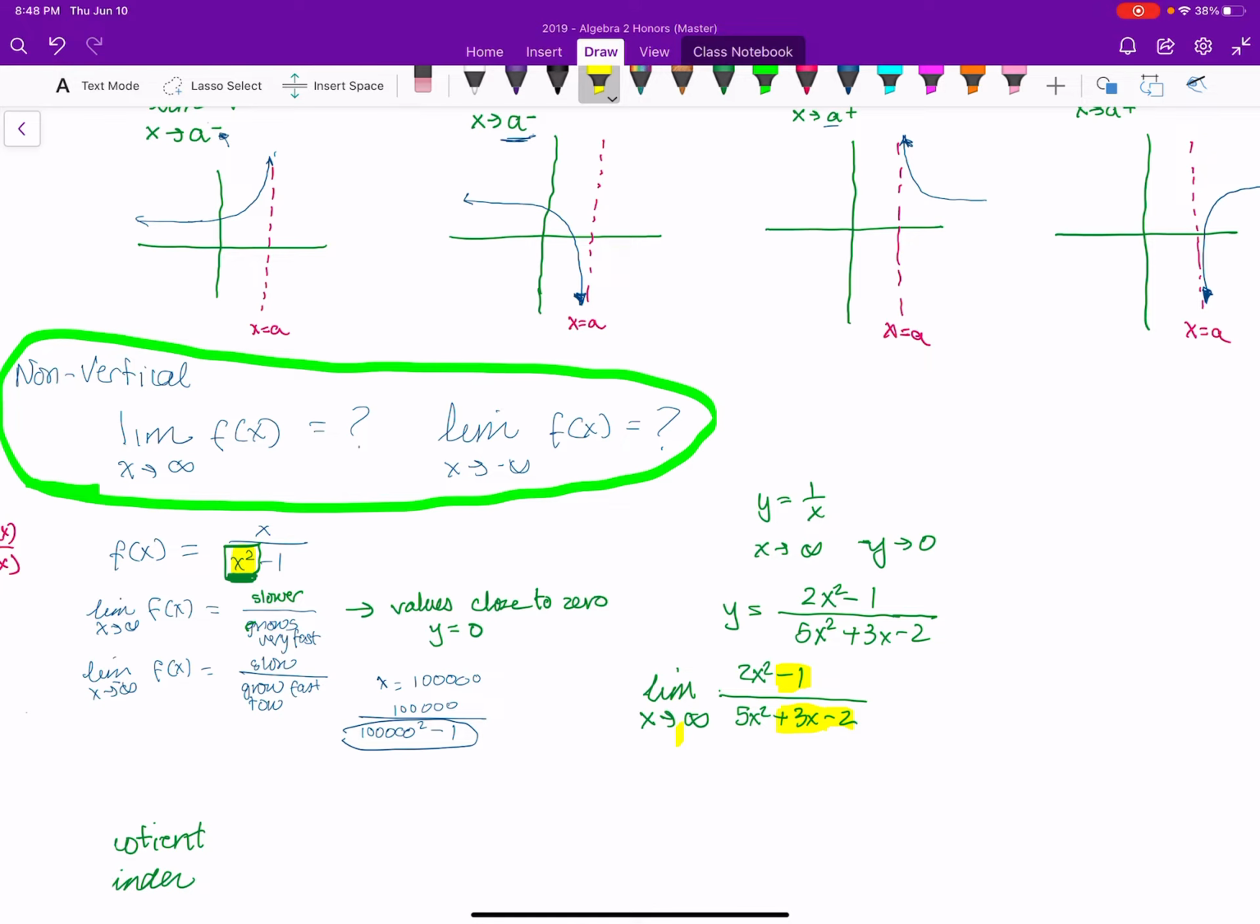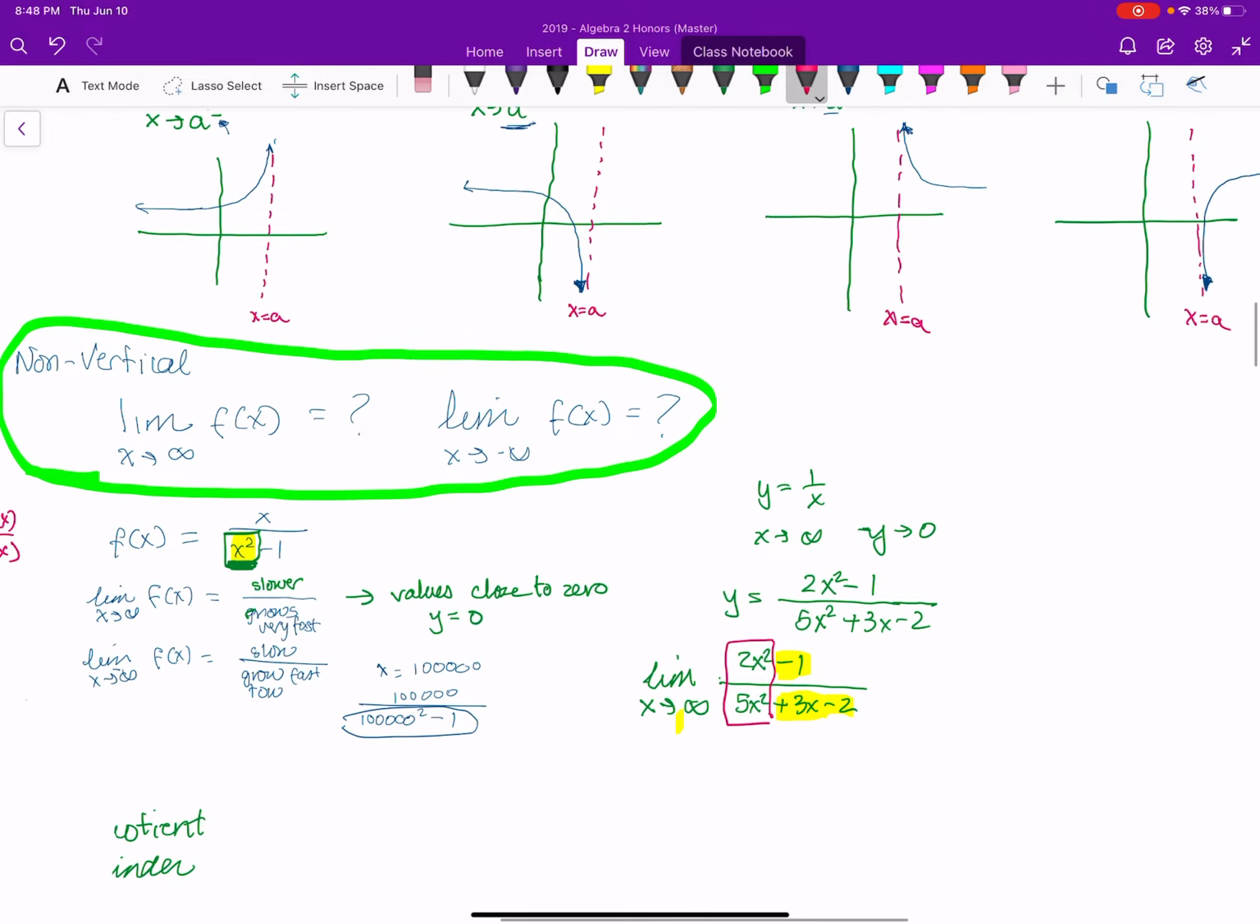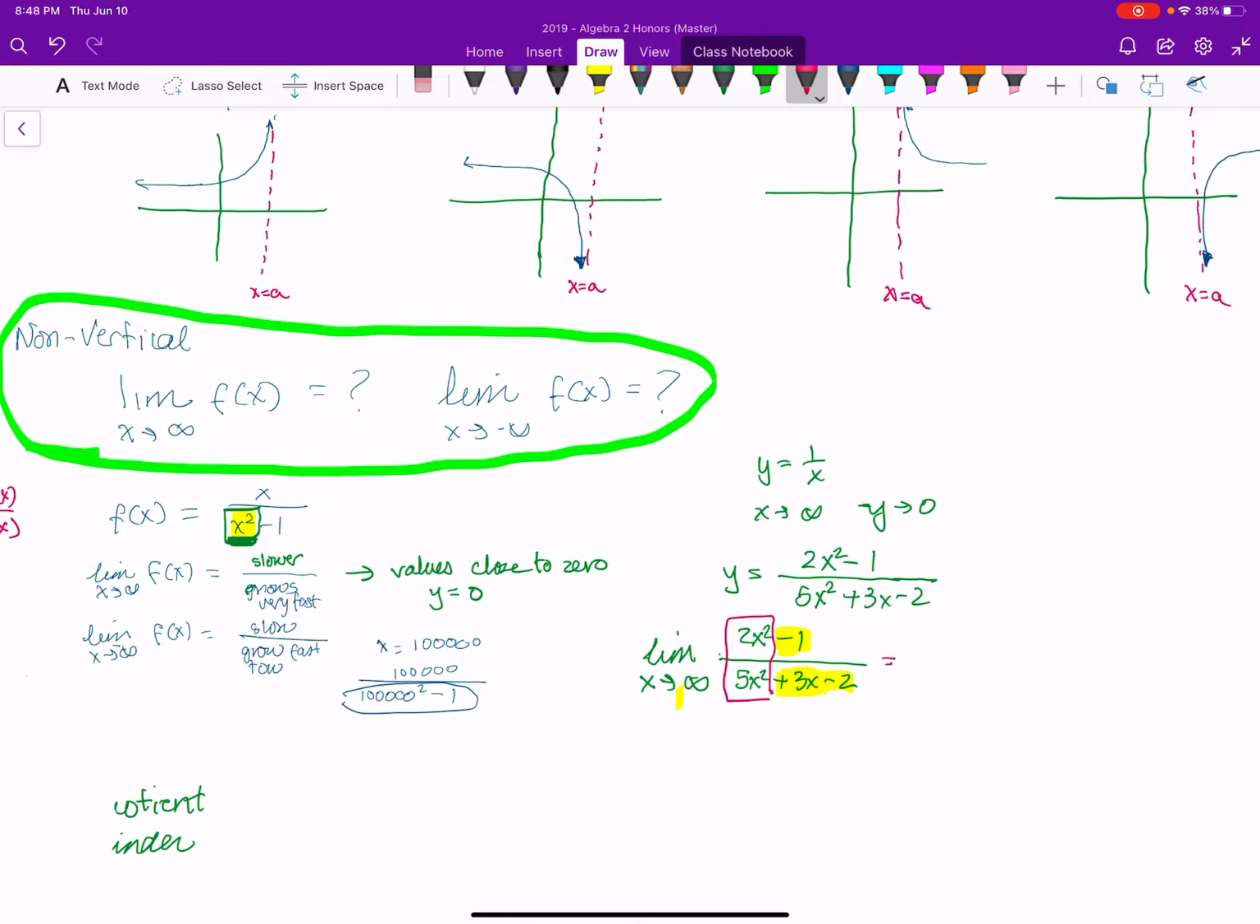So essentially, the function itself is going to start behaving just like this part here. Now, that means you end up with something that behaves very, very closely to 2x squared over 5x squared. And in 2x squared over 5x squared, the x squared terms cancel out and you get 2 over 5. So then the asymptote would be 2 over 5 for that.